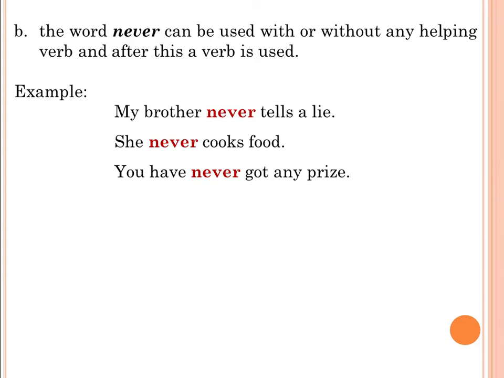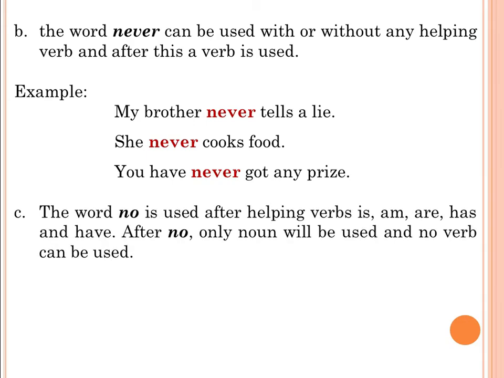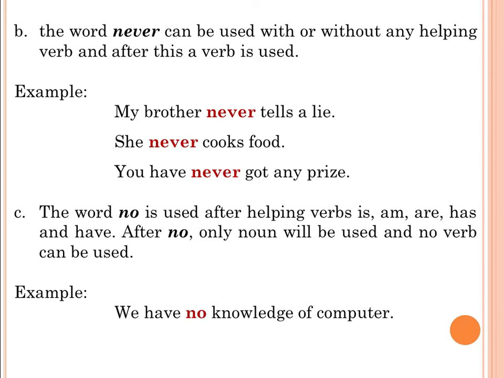Let's see the third way in which we can change to a negative sentence. The word no is used after the helping verbs is, am, are, has, and have. And after no, only a noun will be used and no verb can be used. For example, we have no knowledge of computer. So in this sentence we can see after the helping verb have, we are using the word no, and then we have the noun knowledge. So we can see that the word no is used after the helping verb have, and after no we are using a noun.